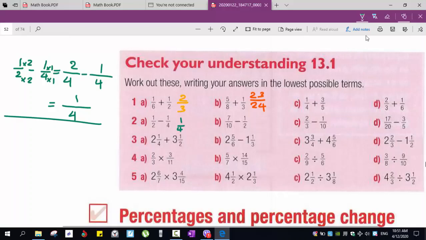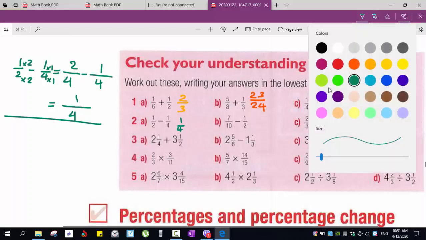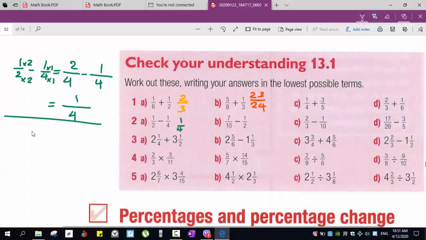Part B, question 2b, 7 over 10 minus 1 over 2. Then the common denominator will be 10. Then how does 2 become 10? We multiply it by 5. And whenever you multiply the denominator by a number, you must multiply the numerator by the same number. There we go.